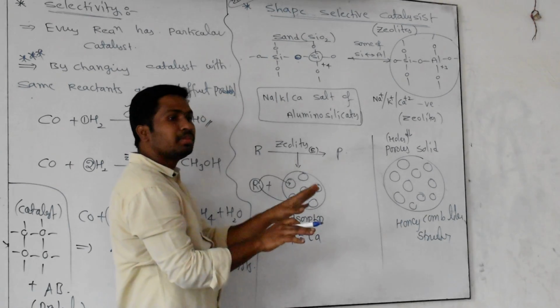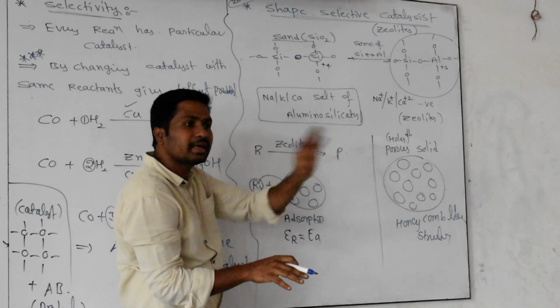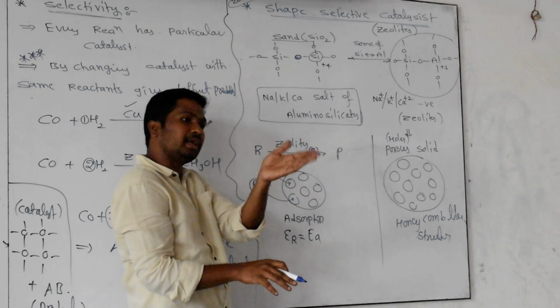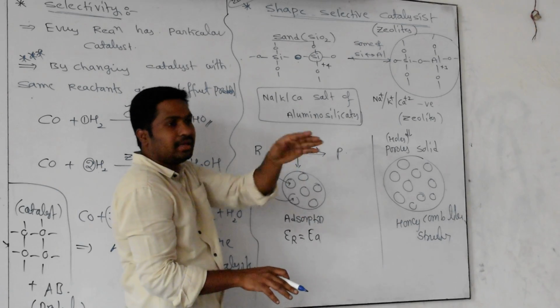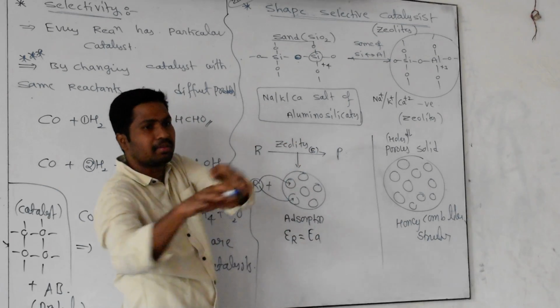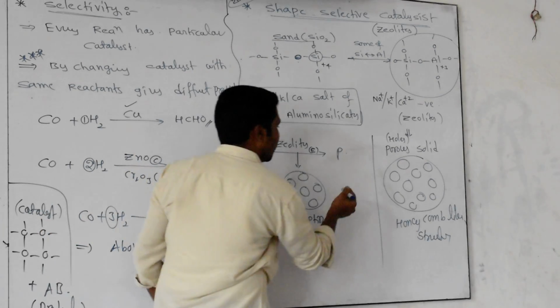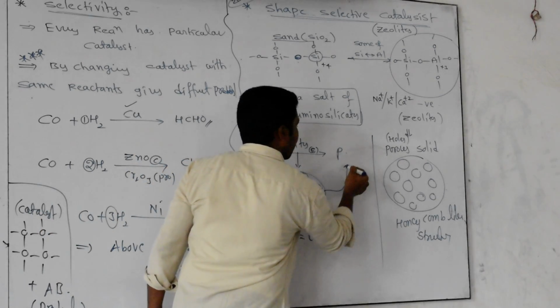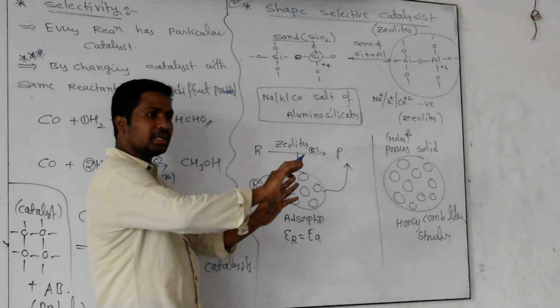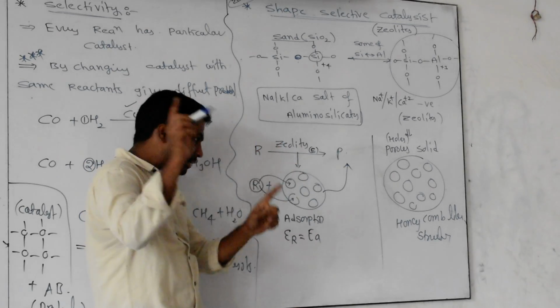Once the products are formed, they won't stay inside the catalyst. They will come outside. Again, the holes will be regenerated. Again, reactants go in and products come outside. Entry, coming outside, the whole process goes on. Then we are getting products, and the catalyst is regenerated. Again, I am telling one more thing.